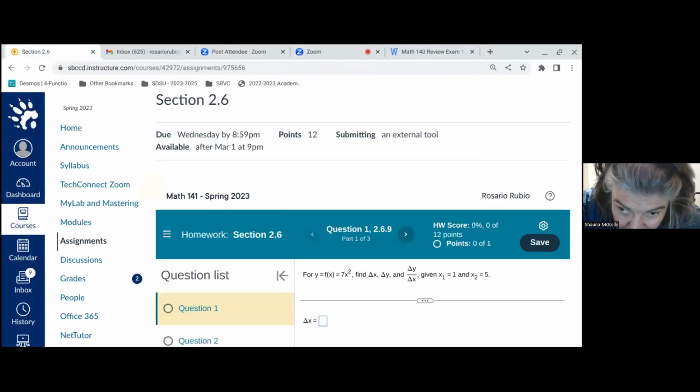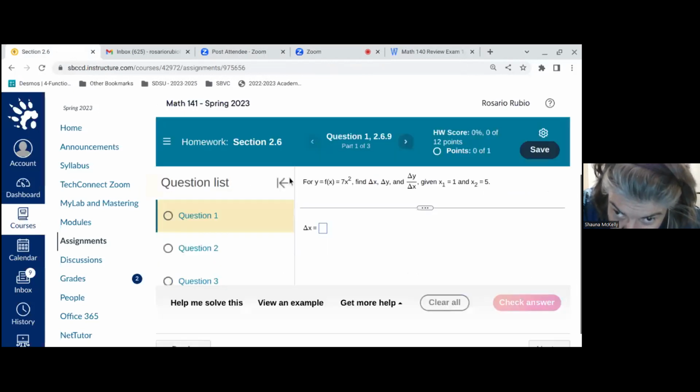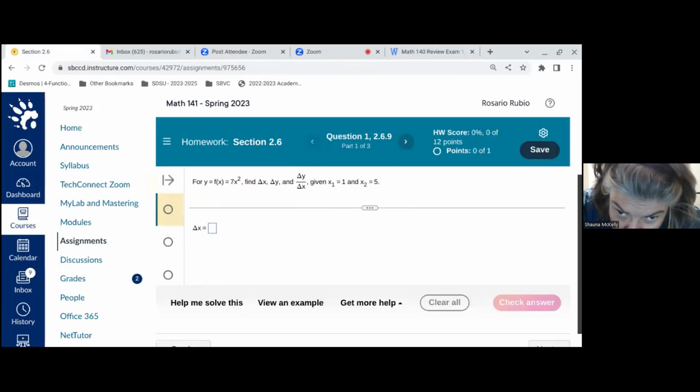Now I see homework question 1: for y equals f of x equals 7x squared, find delta y over delta x given x1. Okay, so this is setting you up. I'm okay, I'm going to show you what they're doing here.